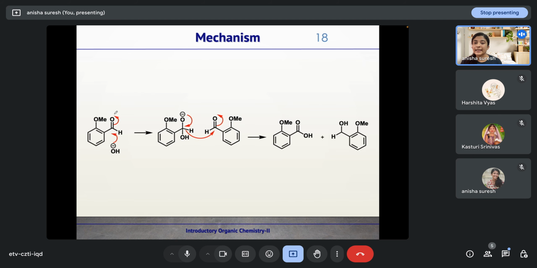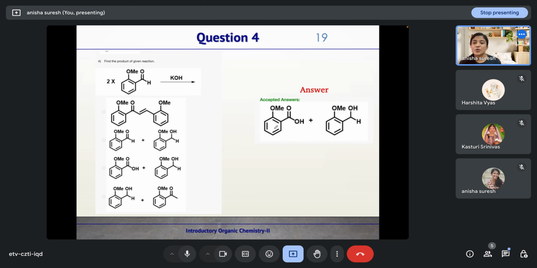So the mechanism will be like the OH will add on to this electrophilic carbon center, leading to formation of this tetrahedral species. And once the O minus is falling back, the hydride will be removed, and it will go and attack on another molecule of the aldehyde, leading to formation of acid and alcohol. So it is a sort of base catalyzed disproportionation reaction. So option C is the right answer.